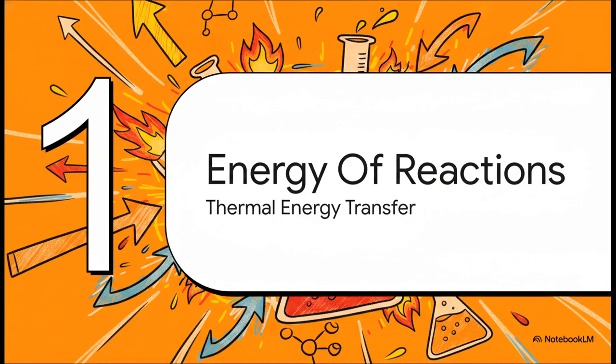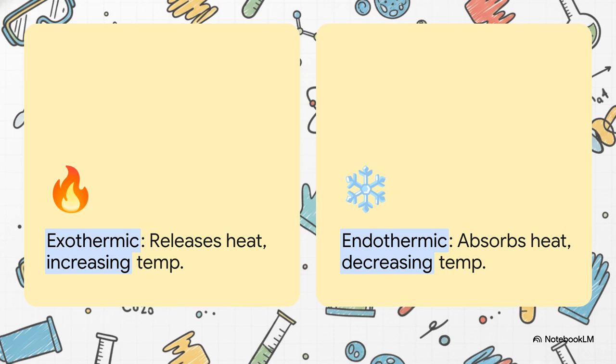All right, section 1, the energy of reactions and thermal energy transfer. Let's go. So here's the deal. Chemical reactions happen because elements want to reach a more stable energy state, right? They do this by breaking old bonds and making new ones, and this whole process either releases or absorbs energy. Now, if thermal energy gets released out into the surroundings, like into a test tube or the air around it, making things hotter, we call that exothermic.